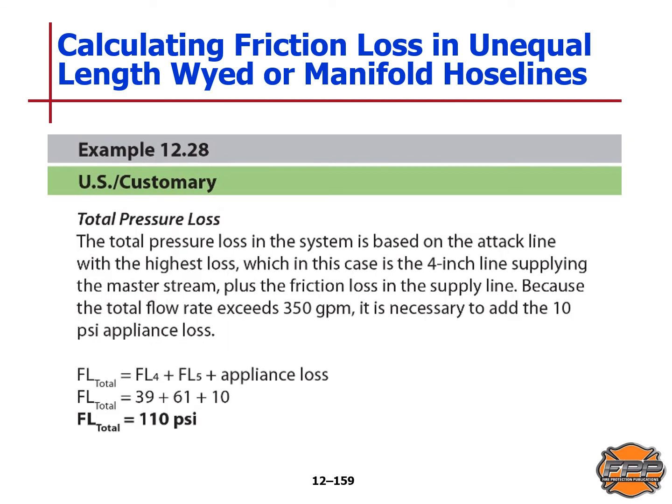Now let's look at total pressure loss again. The total pressure loss in the system is based on the attack line with the highest loss, which in this case is the 4-inch line supplying the master stream, plus the friction loss in the supply line. Because the total flow rate exceeds 350 gallons per minute, it is necessary to add the 10 psi appliance loss. So we have friction loss total equals friction loss 4 plus friction loss 5 plus the appliance loss. That means friction loss total equals 39 plus 61 plus 10. So our friction loss total is 110 psi.